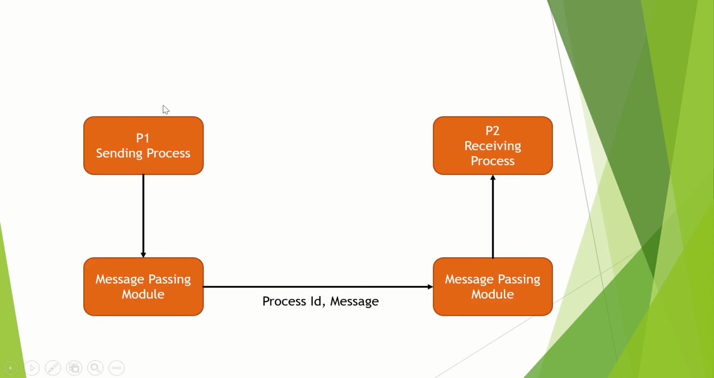So let's say you have process one, a sending process, which goes to the message passing module. It processes the ID and message, and then the message passing module passes it to P2, the receiving process.